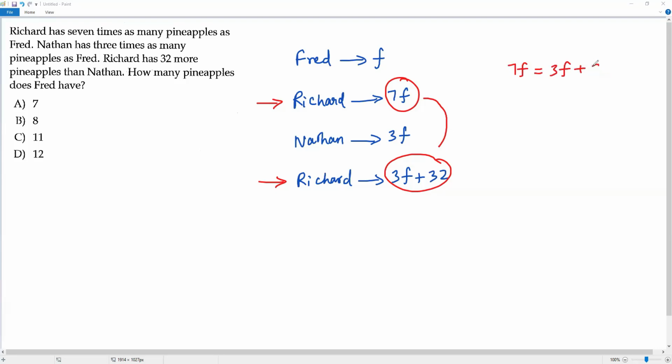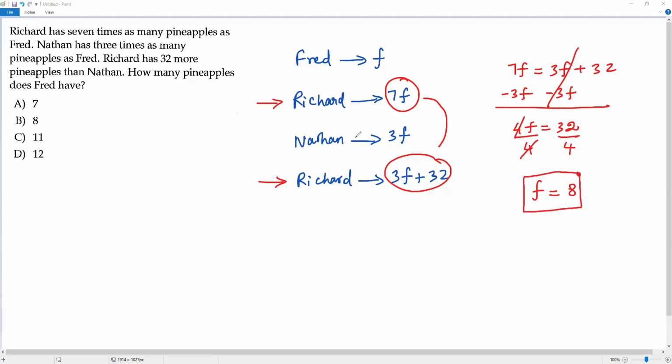Okay, my aim is to solve for F, because F stands for the number of pineapples Fred has. That's what we have to find according to the question. To solve for F, I'm just subtracting 3F from both sides. So this one will cancel out. 7F minus 3F will be 4F is equal to 32. Further, to solve for F, I divide both sides by 4. So this 4 will cancel out. F equals, when I divide 32 by 4, I get 8. So Fred has 8 pineapples. Okay, so among the given options, the correct answer choice is option B.